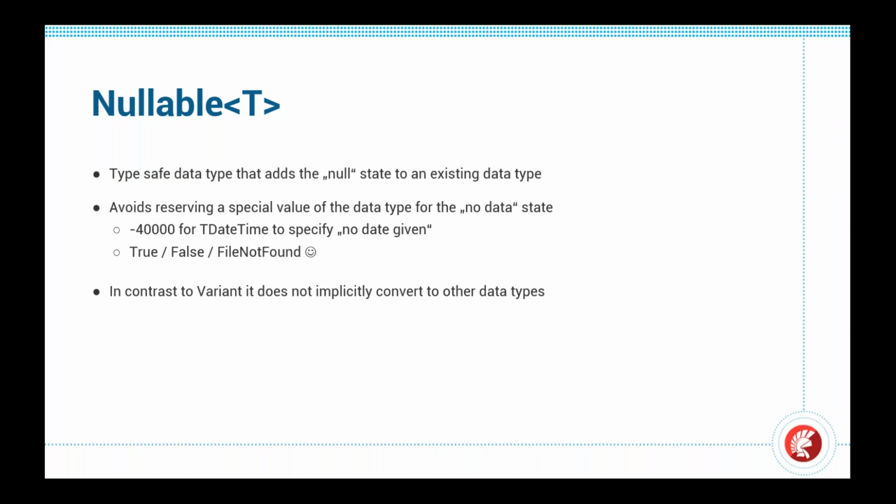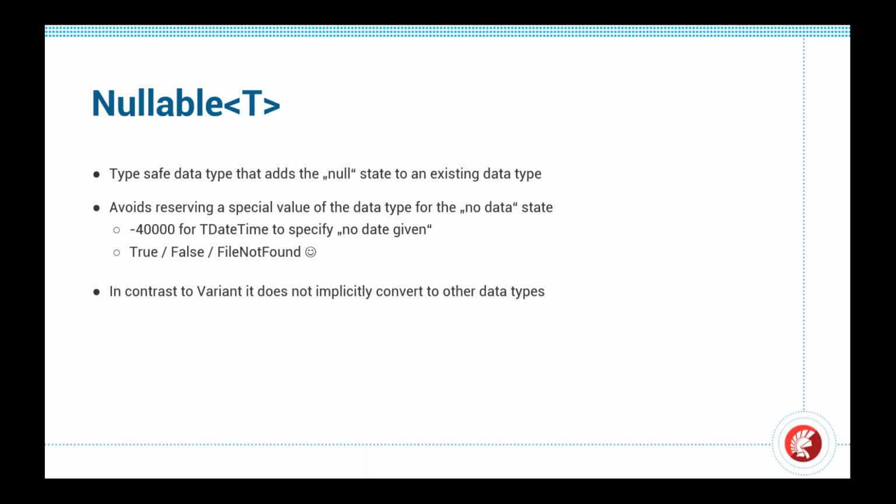If you watch at the nullable of T, you might have seen it in other languages like C# or .NET. It's a type-safe data type which can add the state of null or no value to an existing data type that does not have such a notion. For example, you have a date time and you also want to have the state of I don't have a date for something. So historically, you choose some date where you know that date will never occur, like minus 40,000, and that value is then the state for I don't have a date.